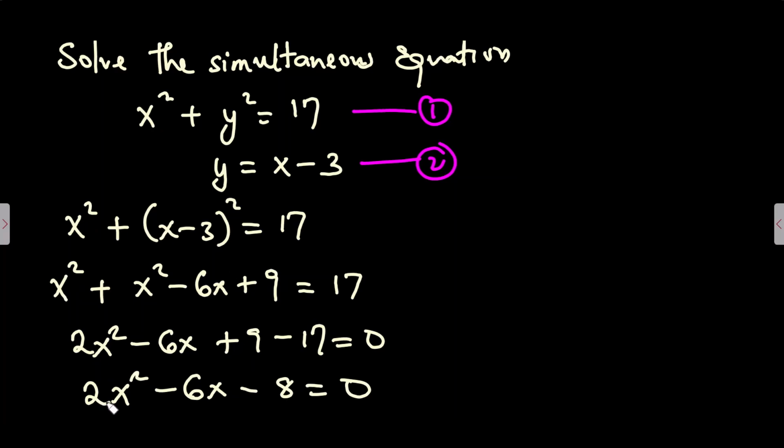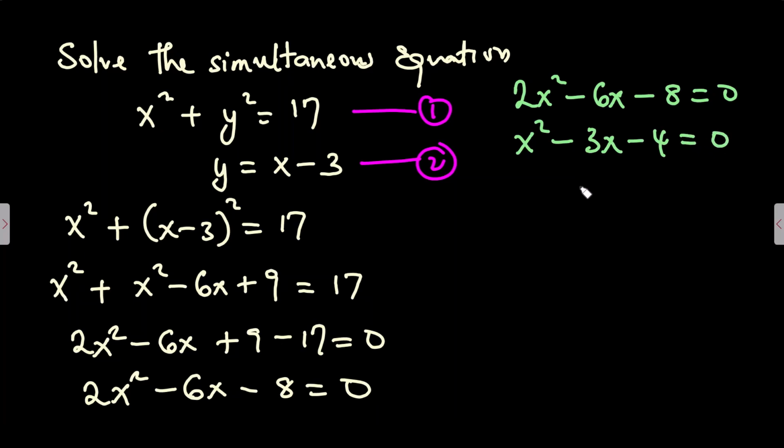So now you bring this whole bit up here, so you have 2x squared minus 6x minus 8 equals 0. You can see that it's a lot easier to factorize if you divide all the coefficients, the 6 and also the 8, by 2, because 2 divides through each of them. So you divide by 2 throughout. So you're going to have x squared minus 3x minus 4 equals 0. So what you want to do is factorize this.